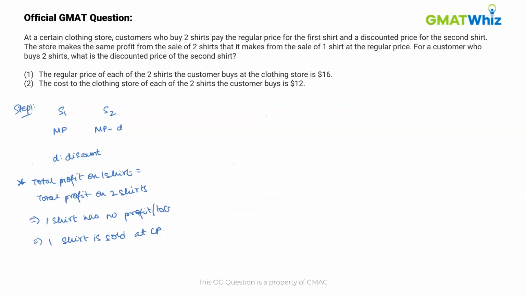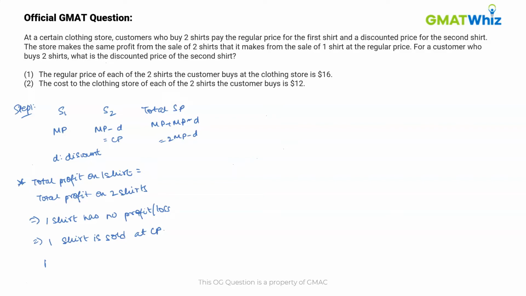Now, we have to find, for a customer who buys two shirts, what is the discounted price of the second shirt. Since shirt S1 is being sold at mark price, obviously the second shirt S2, which is being sold at MP minus D, will be sold at the cost price. So here the total selling price is equal to MP plus MP minus D, which is equal to 2MP minus D.